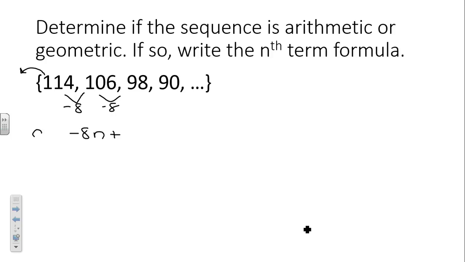Minus a negative 8, good. So minus a negative 8 will be 122. Okay, so that's one way of writing it, isn't it? And then if you use the book's method that they suggested, you could have said a sub n is 114 plus n minus 1 common differences, and our common difference was a negative 8. Both get you the same thing. All right, so the next one.